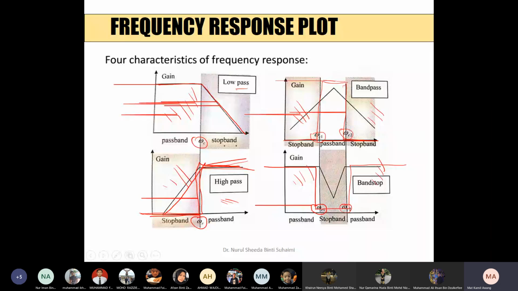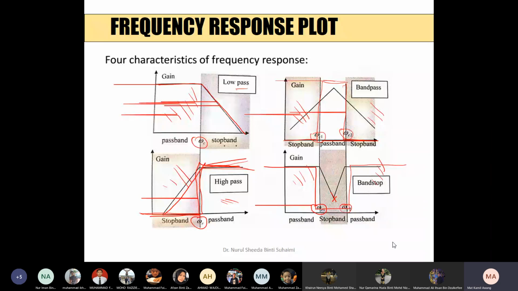Macam telaga lah. Signal jatuh sini, datang sini jatuh semua kat sini, tak boleh keluar. Just fikir, band stop filter is like a telaga buruk, where anything that goes into the telaga cannot come out. So the signal basically within that range is 0. Macam telaga buruk.